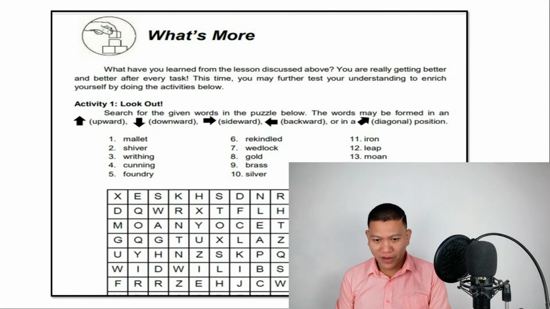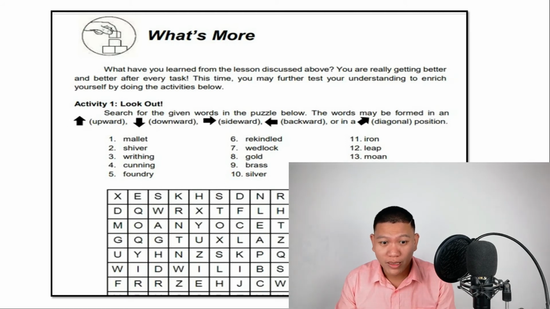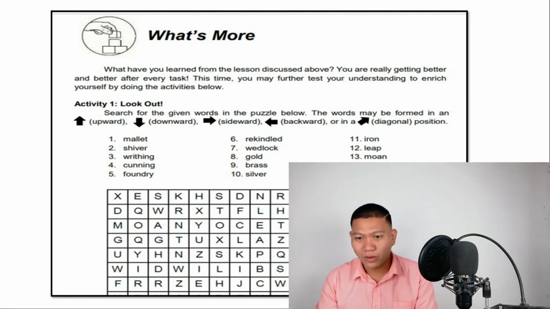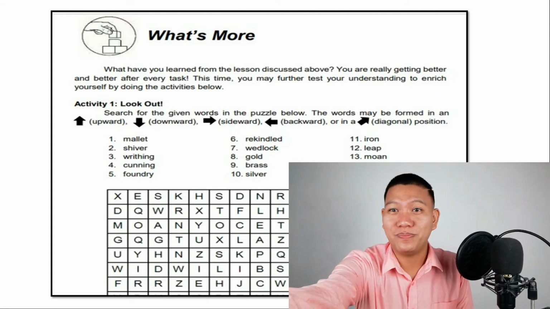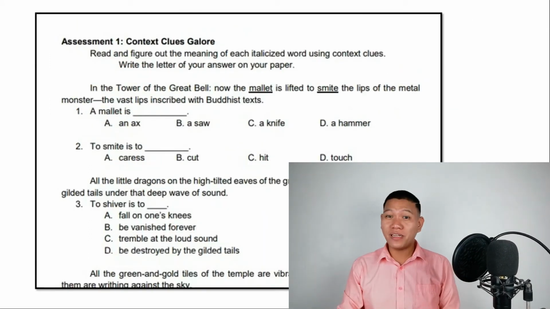Let's see if we could find one. Okay, I cannot find one because the puzzle is cut. It's up to you, okay? Just look for the words. They can be upward, downward, left, right, sideward, backward, and diagonal position. Okay, sorry if my camera moved. Okay, moving forward to activity 2.